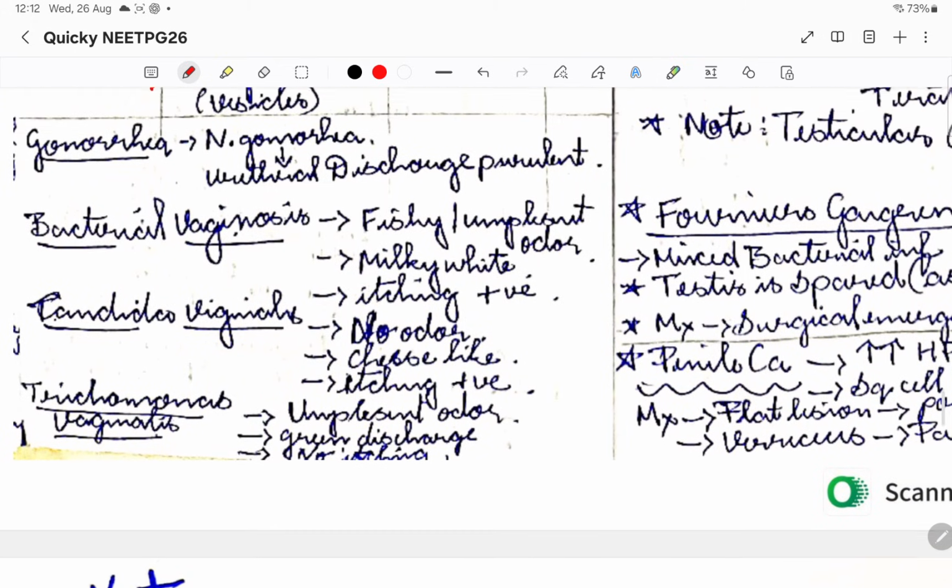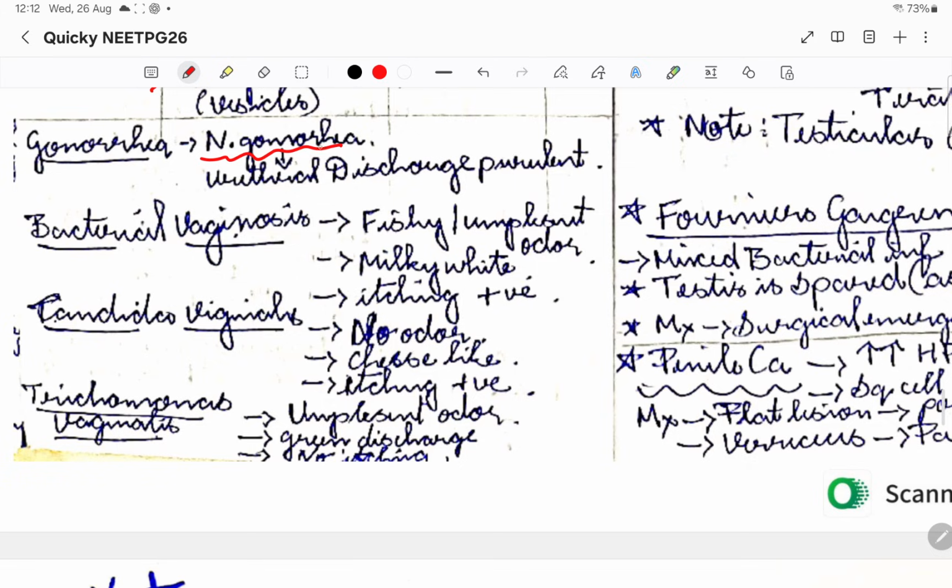Then coming to gonorrhea, Neisseria gonorrhoeae can cause urethral discharge, purulent urethral discharge, UTI we were discussing, right? So gonorrhea can cause this, and please remember gonorrhea. Okay, urethral discharge meaning that is gonorrhea. Okay, then bacterial vaginosis, candidiasis, and trichomonas vaginalis.